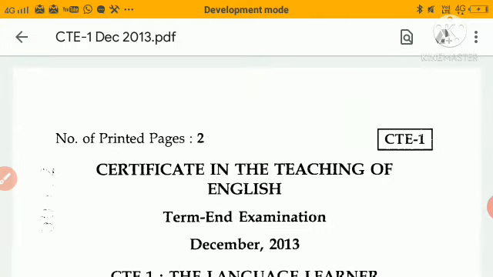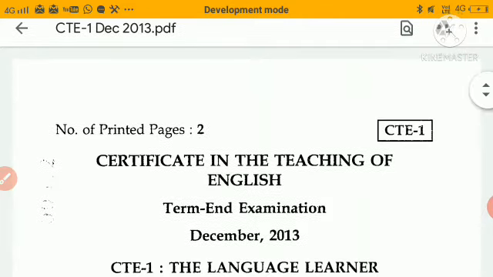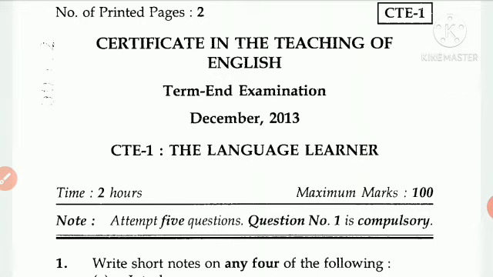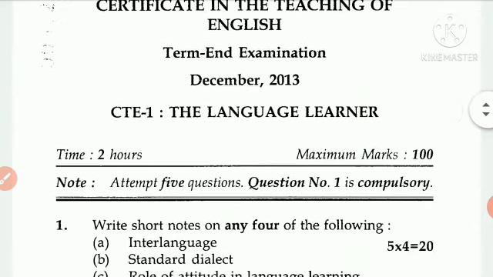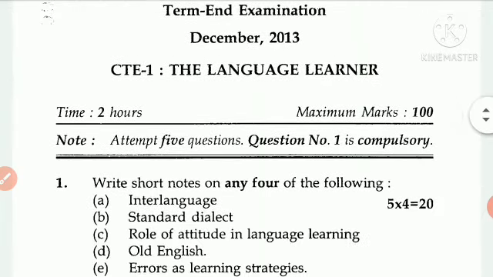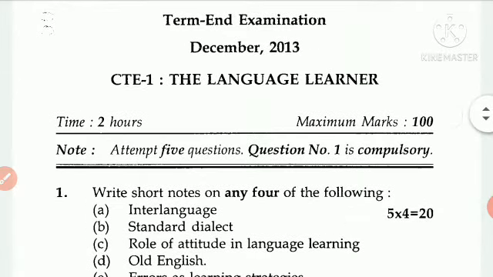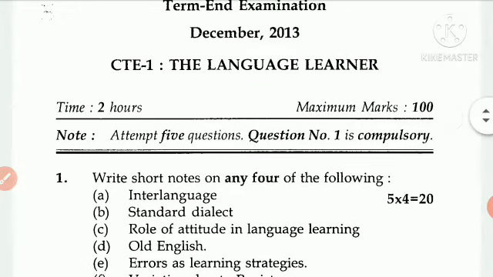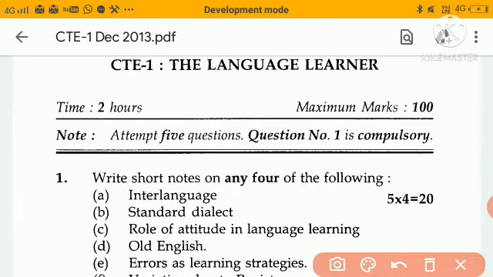Today I will discuss the Certificate in Teaching of English, City 1, Term End Examination December 2013 questions. The first question is Short Notes, City 1, the language learner. Here you can see the maximum marks is 100 and the first question: write short notes on any four of the following. That is interlanguage. So I will describe what is interlanguage in City 1, the language learner.